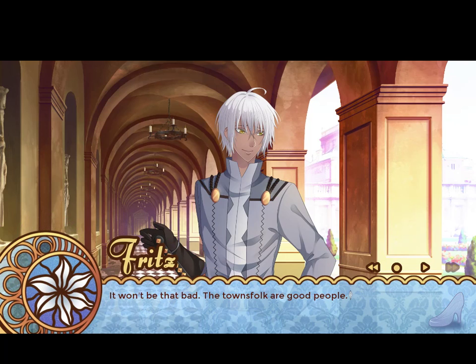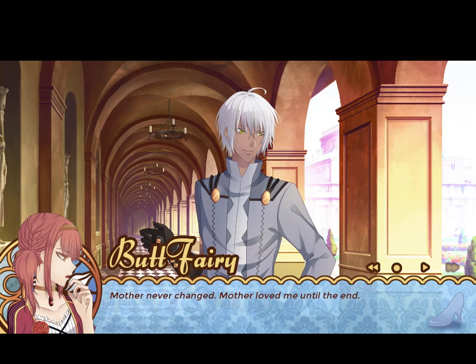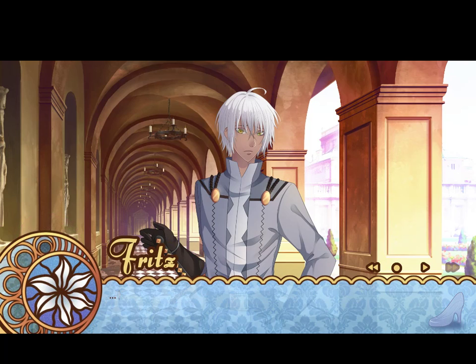It won't be that bad. The townsfolk are good people. How can you be so sure? Times have changed. People change. That's precisely the problem. Mother never changed. Mother loved me until the end. Sometimes change is for the better, princess. I think you'll see that today. 'Cause I'm gonna become the Cinderella. If you'll excuse me, I shall see you later.